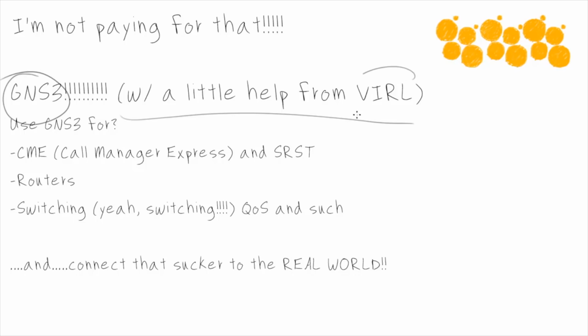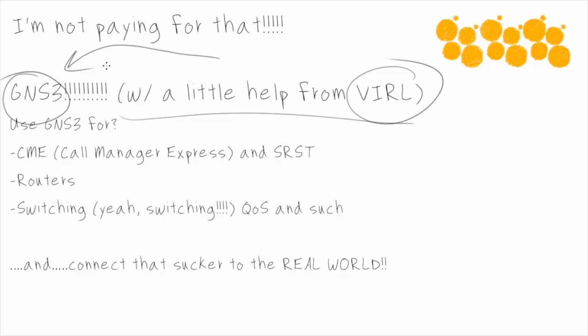Why do I say that? Well, what is VIRL? VIRL is Cisco's version of GNS3, basically. It costs money, about $200 a year for students. But what's great about VIRL is Cisco produced their own specialized virtual images of their routers and their switches. Now, why do I put emphasis on switches? Well, because for the longest time, you could not emulate switching in GNS3. You just couldn't do it.